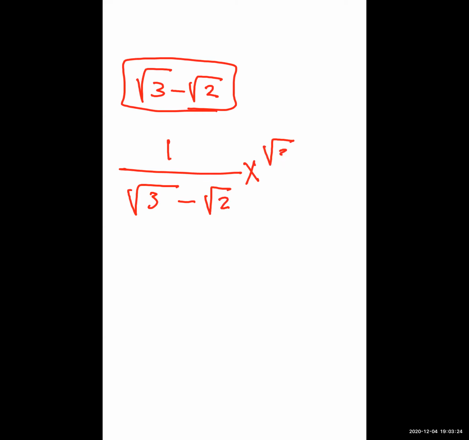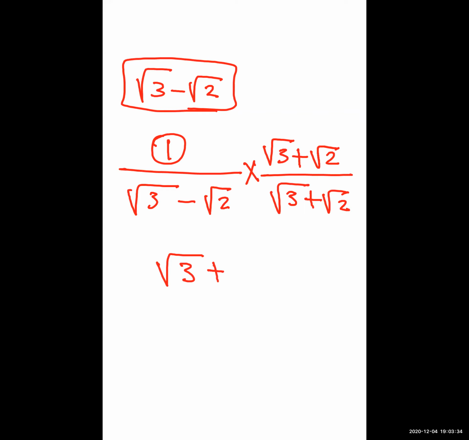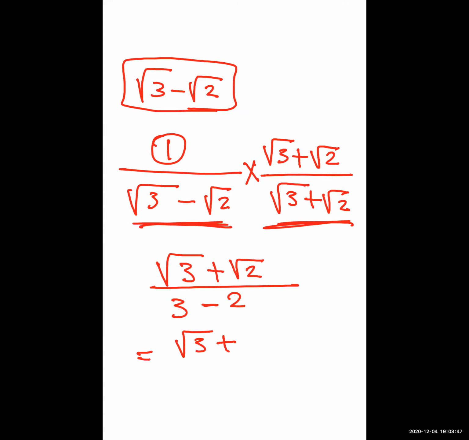So square root of 3 plus square root of 2 over square root of 3 plus square root of 2. On the numerator, 1 multiplied by these two terms gives square root of 3 plus square root of 2, over two conjugate numbers: the first number squared, 3, minus the second number squared, 2. So it equals square root of 3 plus square root of 2 over 1, which equals square root of 3 plus square root of 2. Okay, guys, now it's clear? Yeah, clear. Okay, the next point.